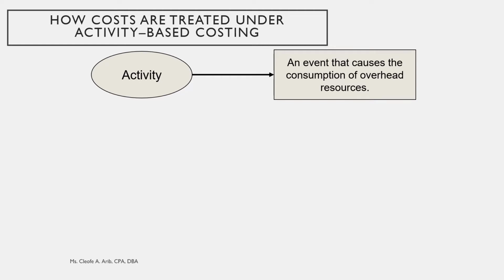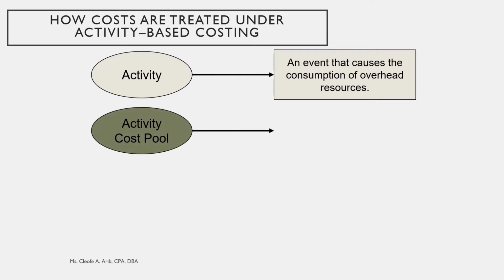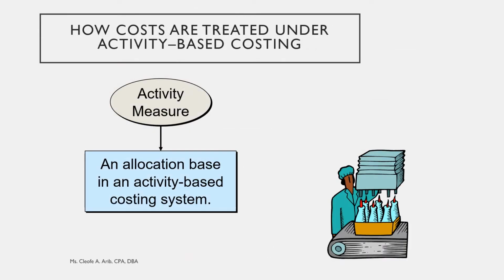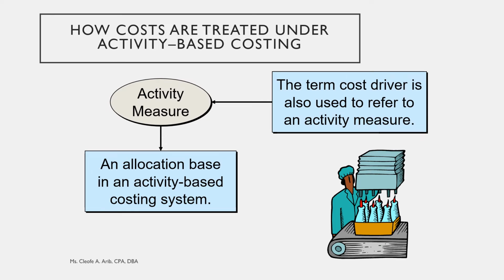How are costs treated under activity-based costing? Before we answer that, let us define some terms first. Activity is an event that causes the consumption of overhead resources. An activity cost pool refers to the cost bucket in which costs related to a single activity measure are accumulated. An activity measure is an allocation base in an activity-based costing system. We commonly know this as your cost driver.